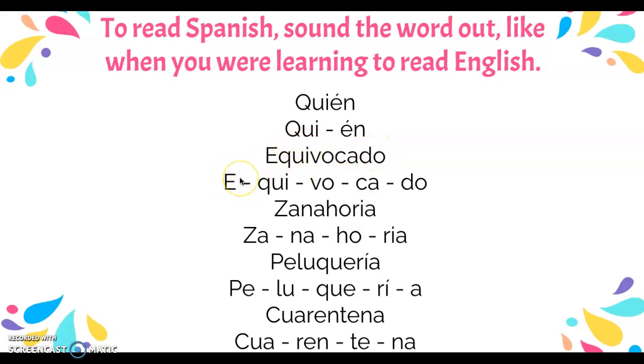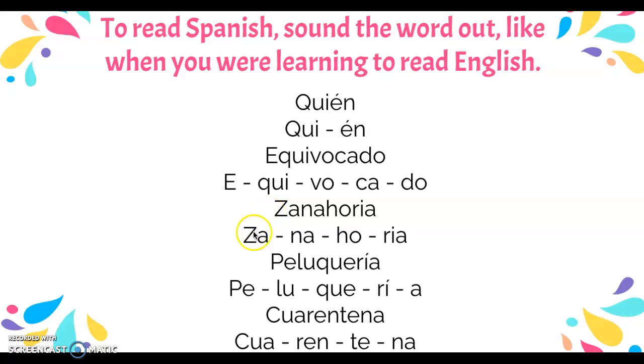Usually the syllables, it's not the biggest deal in the world, but the syllable will try to end in a vowel. So we'll go e, ki, bo, ka, do. That's like you were wrong, equivocated.